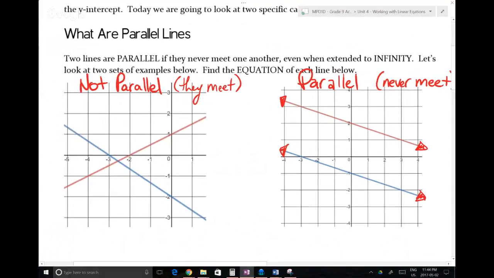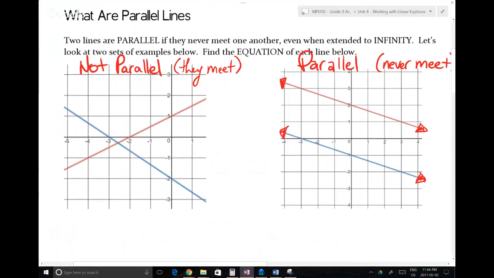What I want to do now is investigate if there's something in an equation that can tell us if lines are parallel or if they are not parallel. So I'd like you to take a minute and find the equation for all the lines on this page. You can pause this video and go ahead and do that. There are 4 lines total, 2 in the not parallel example and 2 in the parallel example. So please go ahead and find the slopes and intercepts of each, and then write an equation for each.